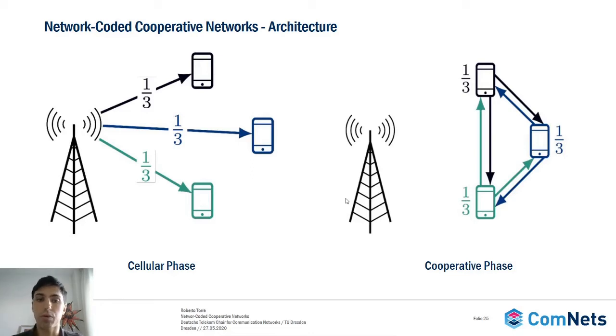So I could be receiving from the cellular phase and recoding, while I am also forwarding the packets in the cooperative phase on the Wi-Fi interface. That's one of the big benefits of network-coded cooperative networks.